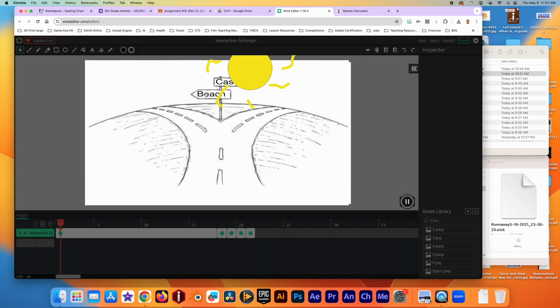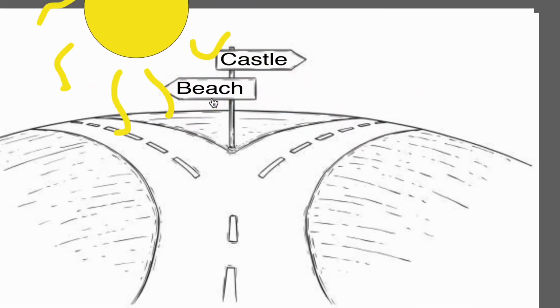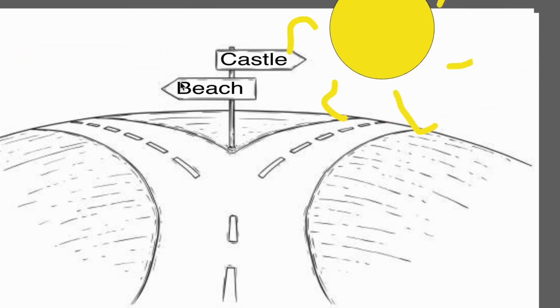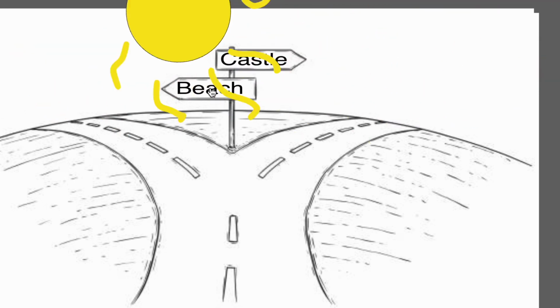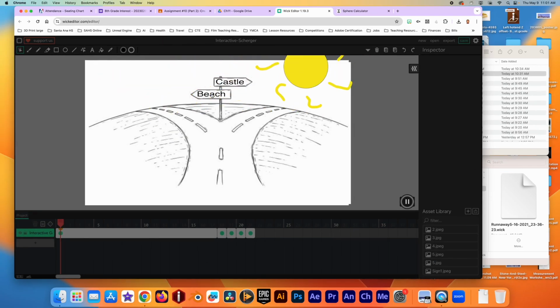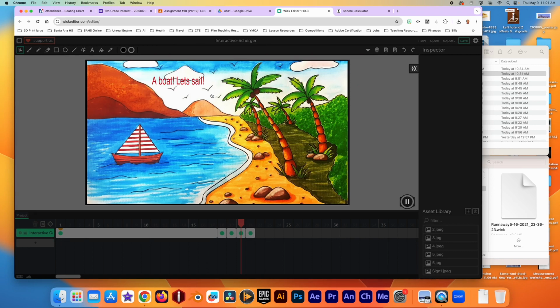That's it. So now when I play it, it's going to go there. See, now look, I hover over beach, I have a little hand. Here, let me show you. If I hover, see, I have an arrow here, but if I hover over beach, it turns into a hand. Let's see what happens when I click on it. Look at that. It goes right to my beach. That's all you do.